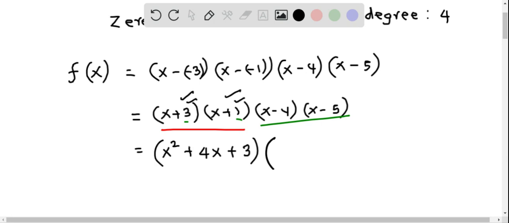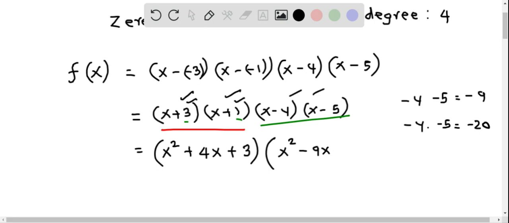And similarly, we can multiply these two factors, x minus 4 and x minus 5. So I write down x squared first, then I add the two numbers, -4 and -5, and this equals -9. So I write -9 with x, that is -9x. Now I multiply -4 with -5, and this equals -20. I'm sorry, it is positive 20. So I put positive 20 here.